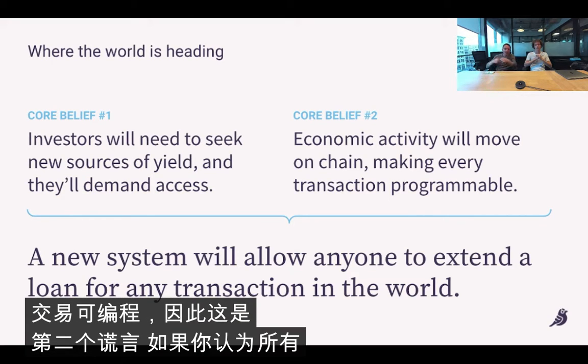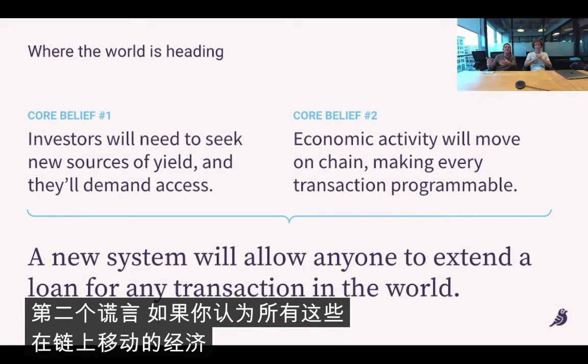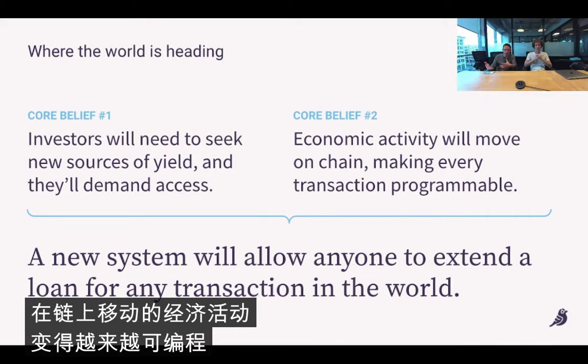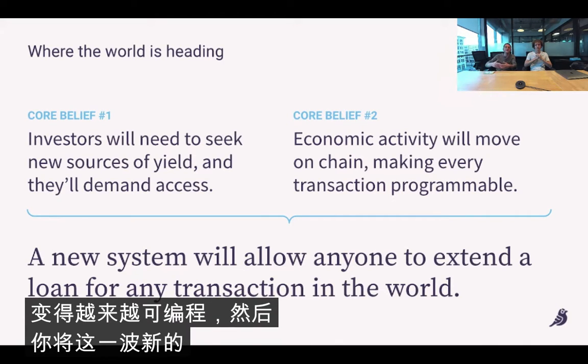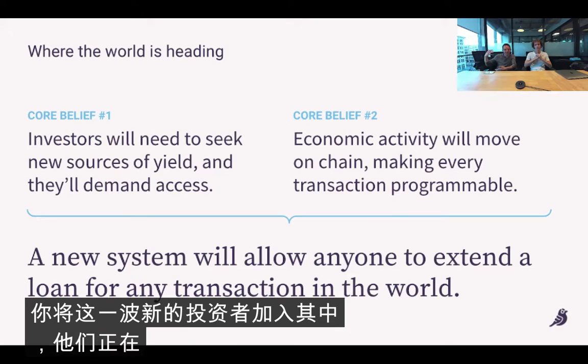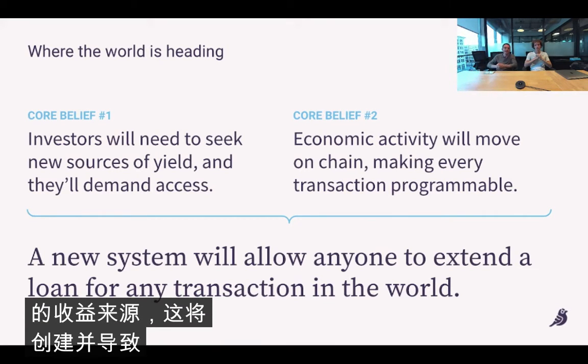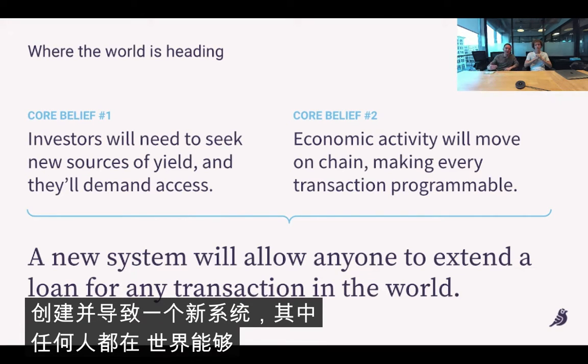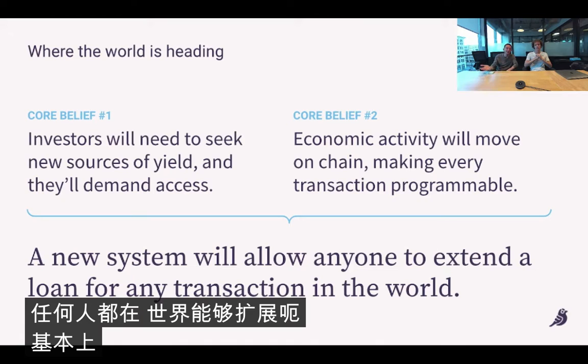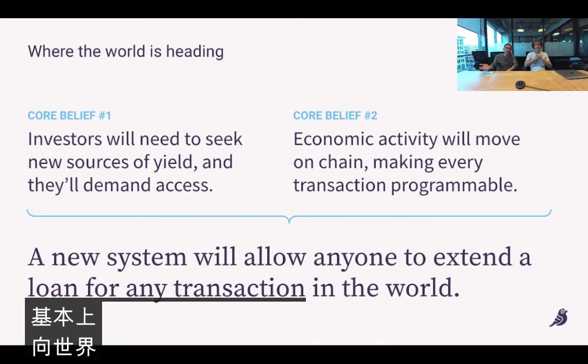So you take all of this economic activity moving on chain, becoming increasingly programmable, then you add to it this new wave of investors who are seeking and demanding new sources of yields. And this is going to create and lead to a new system where anyone in the world is able to basically extend a loan to any transaction in the world.